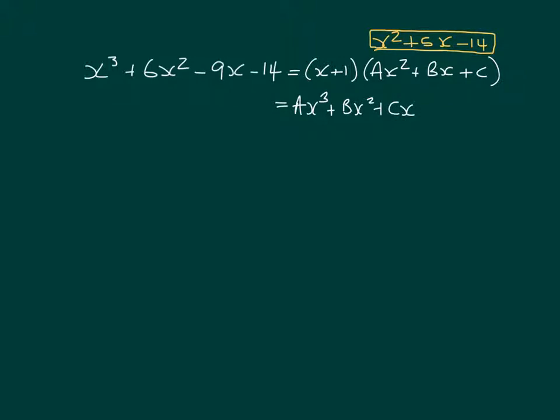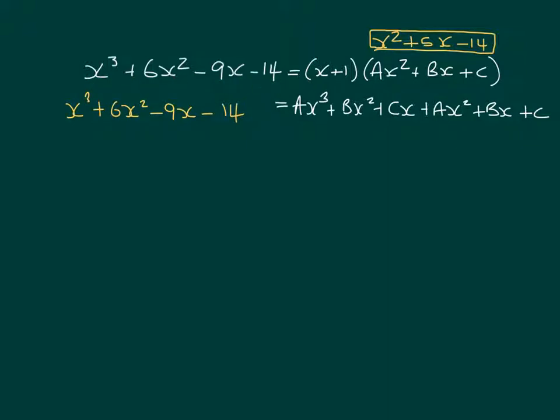And then the last thing I need to do is multiply everything by that 1. 1 times ax squared, 1 times bx, and 1 times c. Well, if you multiply it by 1, you'll get back everything being the same. So ax squared plus bx plus c. Now all of this is actually equal to x cubed plus 6x squared minus 9x minus 14, which is what we've got at the top there.